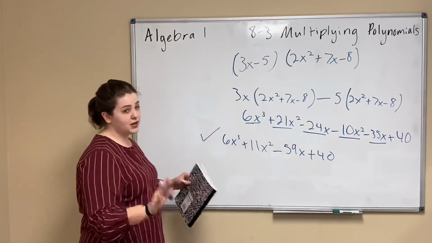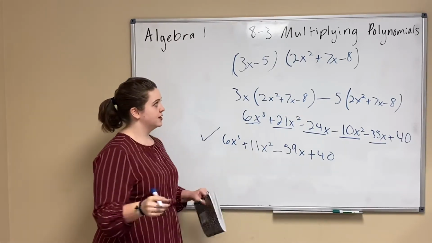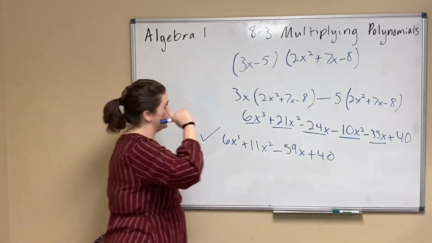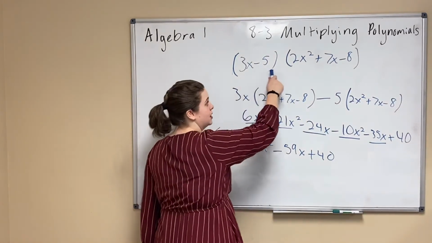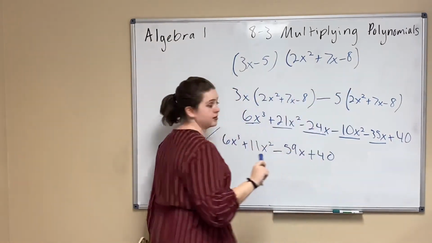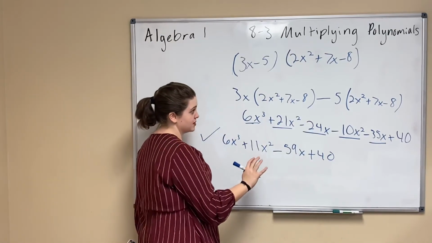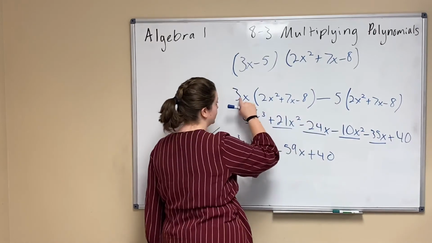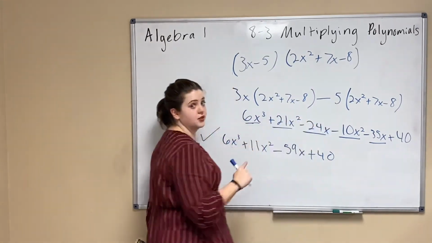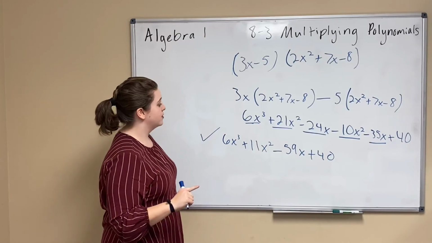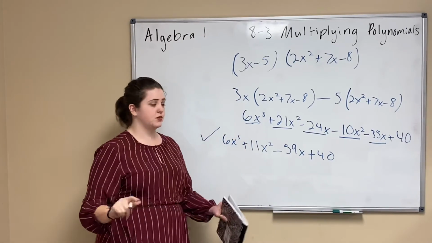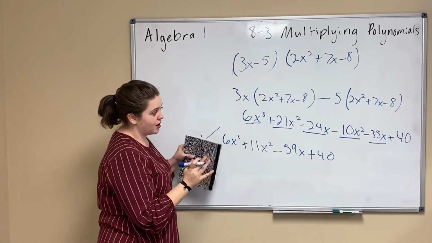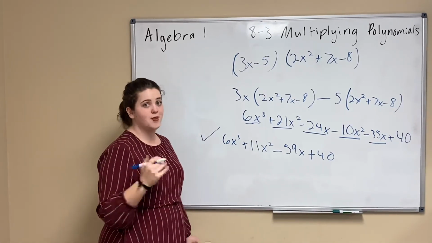No matter how big the polynomials get, no matter how many terms you end up with, the key thing to remember is you've got to multiply each term in this one by each term in this one. That's why I split it up like this. I have the 3x and I have the minus 5, multiplying each one by all of the terms in the other polynomial. And then we just simplify like we've been doing this whole time. So they seem like they can get pretty complicated, but as long as you do it one step at a time, I believe that you can do it.